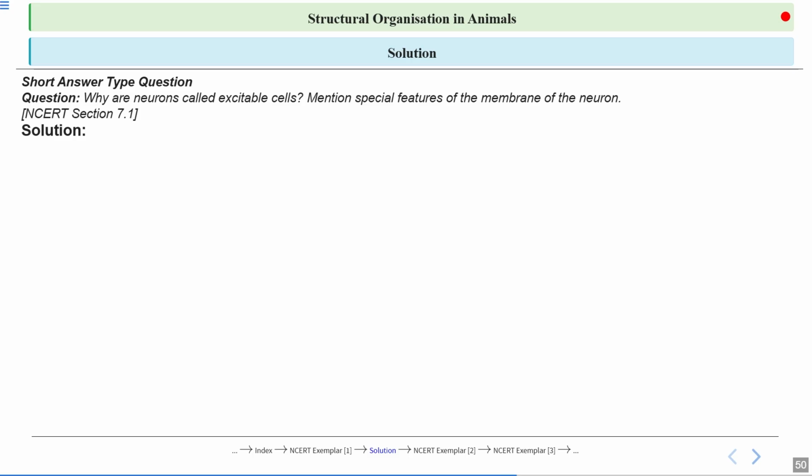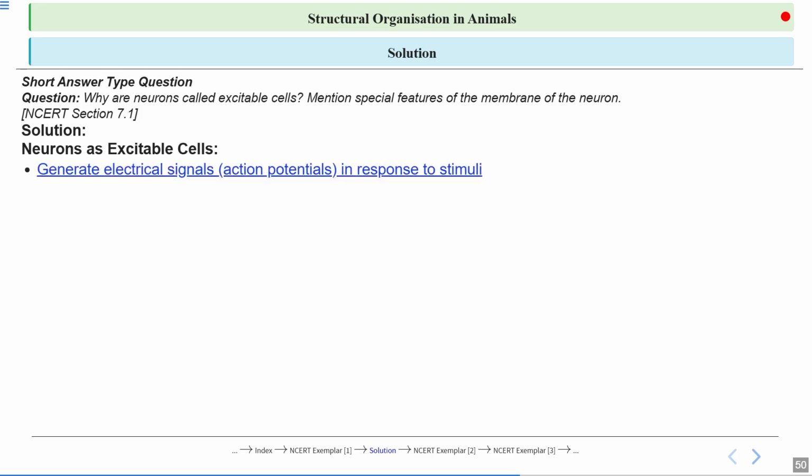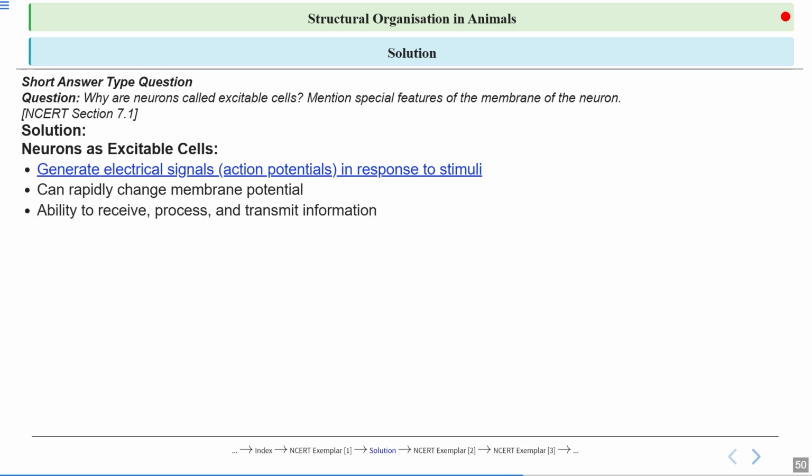This was our question. And neurons act as excitable cells. So they generate electrical signals, action potential, in response to stimuli. Once they get stimuli, they create action potential in the form of electrical signals. So they can rapidly change the membrane potential. Once they get excited, they can change the potential of the membrane. They have the ability to receive, process, and transmit information. So not only can they take the information, but they can transmit the information as well.